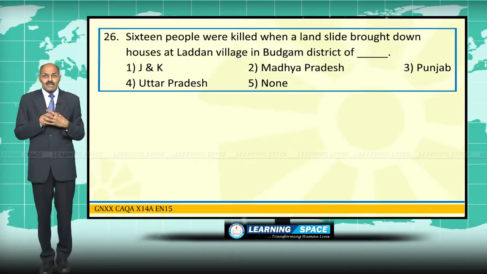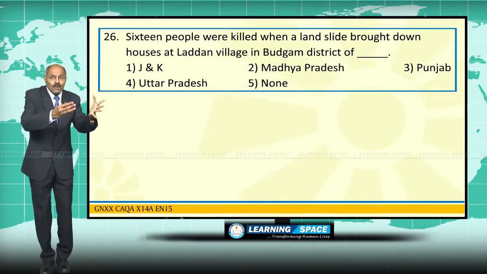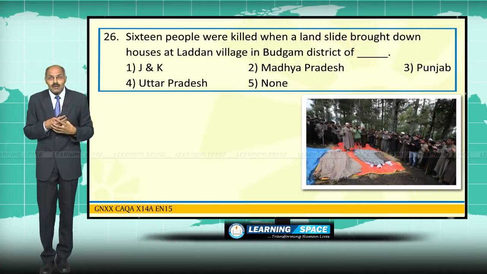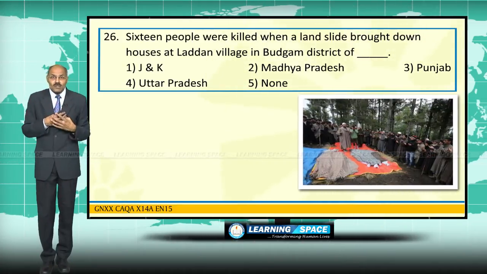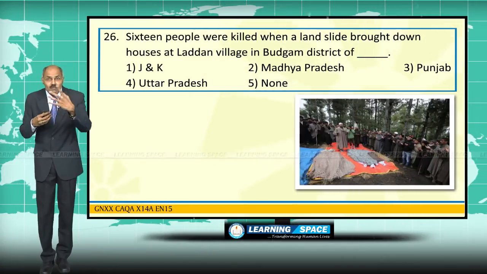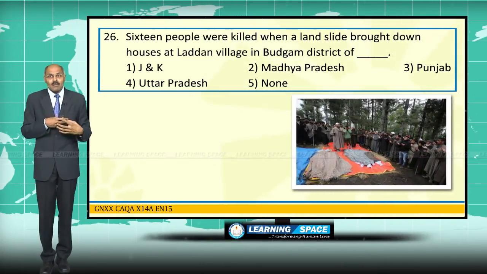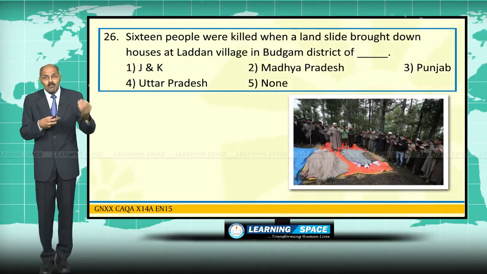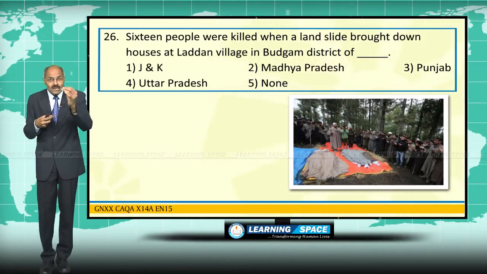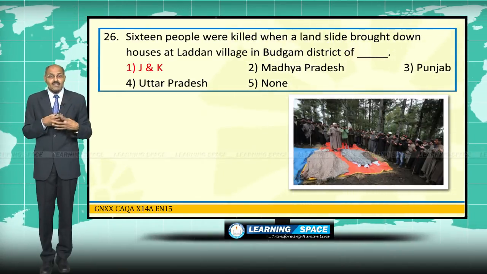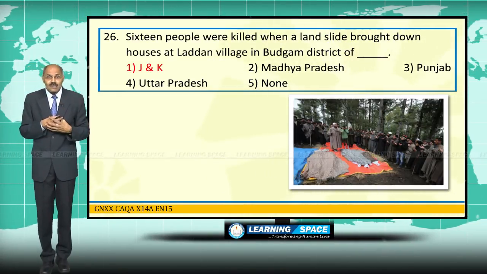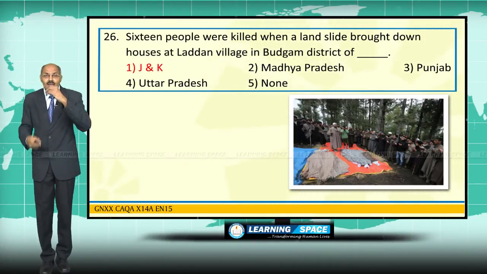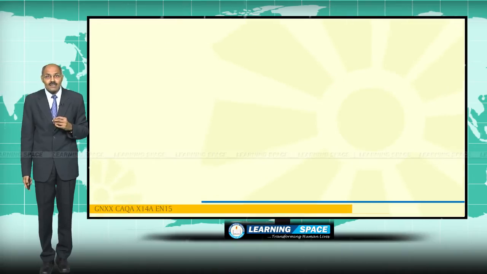Look into the next one. 16 people were killed when a landslide brought down the house at Ladon village in Badgaon district. 16 people were killed when a landslide brought down houses at Ladon village in Badgaon district of, the answer here is Jammu and Kashmir, because of heavy rain and landslides. Recently, 16 people lost their lives. This village is in Jammu and Kashmir.